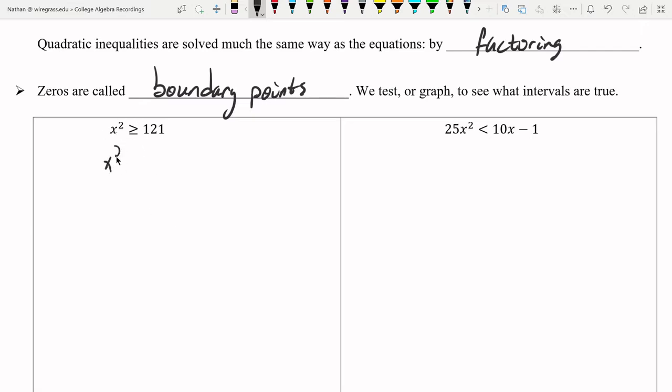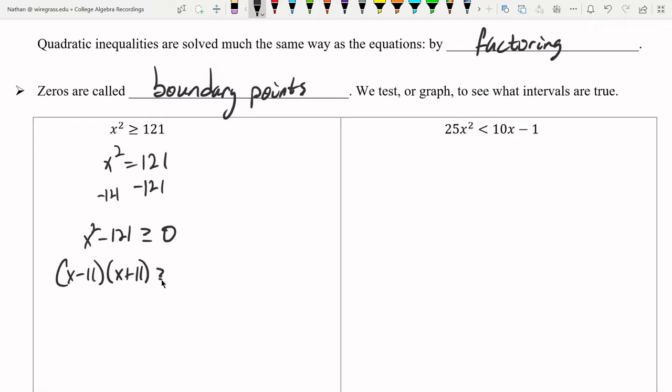Think of it like x squared equal to 121. We would solve this by factoring. I'm going to subtract 121 over. We get x squared minus 121. We're going to leave it as greater than or equal to 0. This is a difference of two squares. 121 is 11 squared. So we get x minus 11, x plus 11.